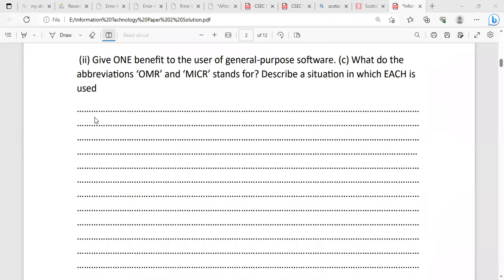All right, guys. The next question says, give one benefit to the user of a general purpose software. So let us attack number 2 first. Think about a calculator. That's a general purpose thing. It's not built specifically for one thing only, so many users can use it. That's one advantage or benefit of general software. It can be used by many different persons. It doesn't matter which university or school you are, it's general, it's for everyone.